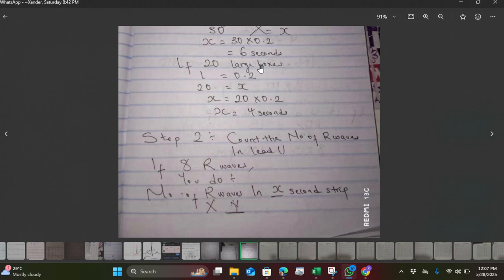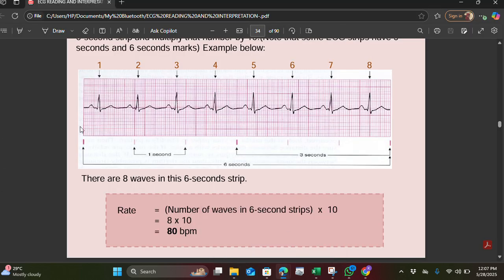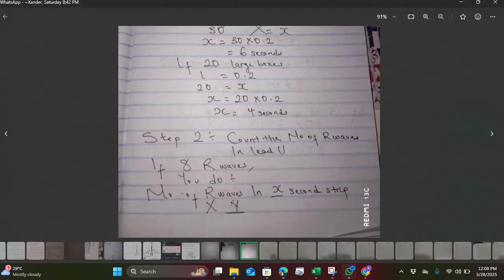Now step 2 is to count the number of R waves in lead 2. Now let us go back to that lead and count the number of R waves that are there. So now we have 1, 2, 3, 4, 5, 6, 7, 8. We have 8 R waves. Let's go back to our guideline. So it says if it is 8 R waves like we counted now, the formula is the number of R waves in how many second strip times Y. And now we already know that it is 8 R waves in a 6-second strip. Now how do we get Y?